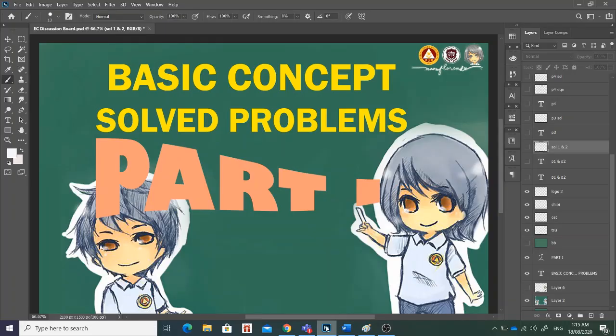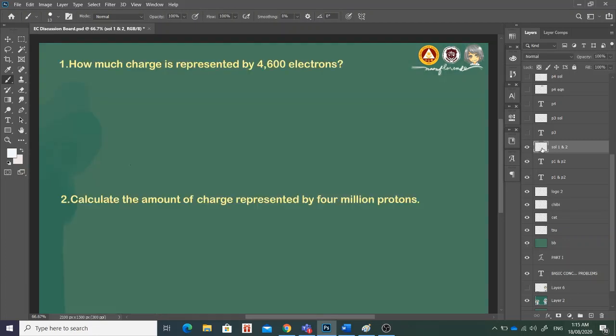Start na tayo mag-solve ng mga problems sa basic concept ng Electrical Circuits 1. Sisigat tayo sa problems 1 and 2. Okay, so problem 1, how much charge is represented by 4,600 electrons? While sa problem 2, calculate the amount of charge represented by 4 million protons. So itong dalawang problem nito ay direct substitutions sila ng concept natin or ng conversion natin ng amount of electrons ng kung ilang charge meron sa isang electron and ilang charge meron sa isang proton.